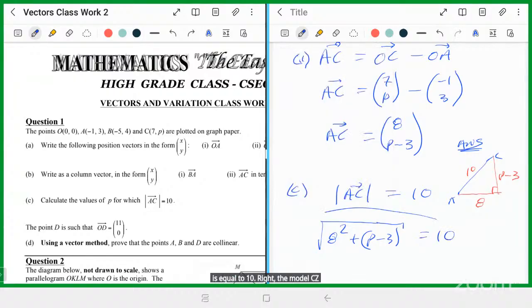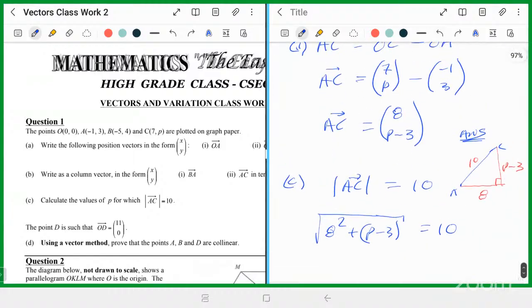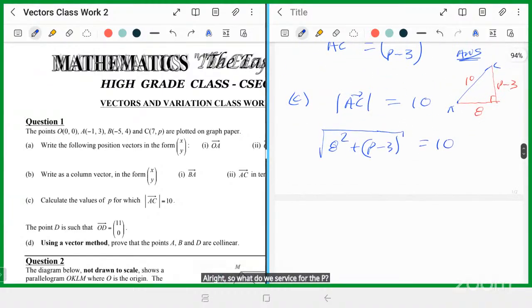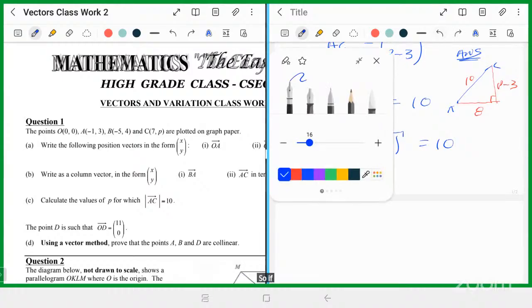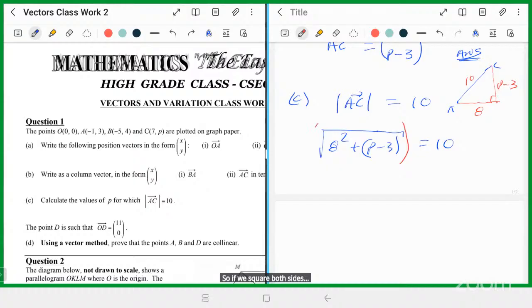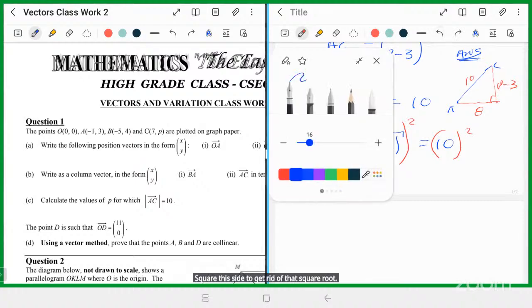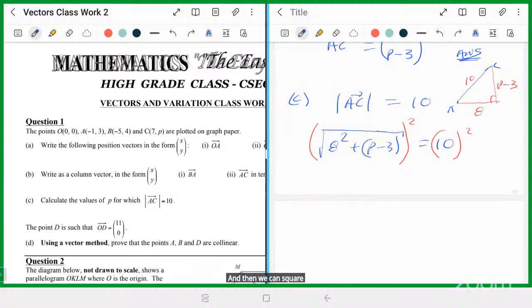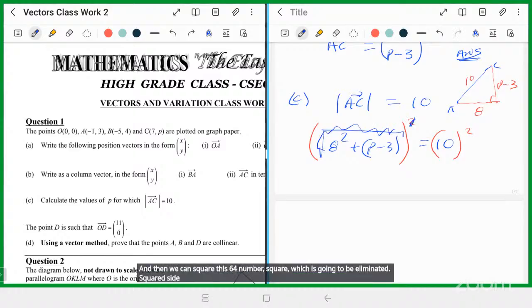And so we're solving this equation now for P. How do we solve this for P? We're going to remove the square root by squaring both sides. So we square this side and square this side to get rid of that square root, and then we can square the 8 to get 64. Remember, the square root sign is eliminated with the square.